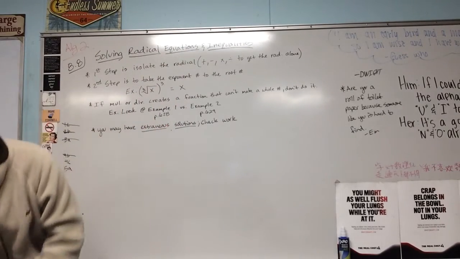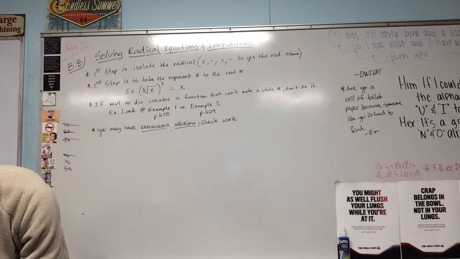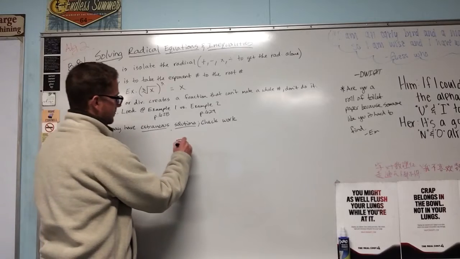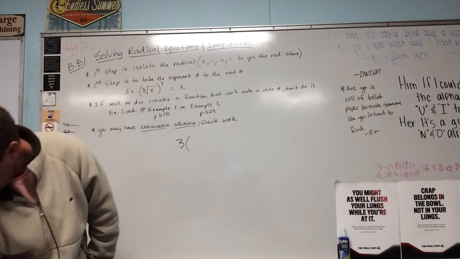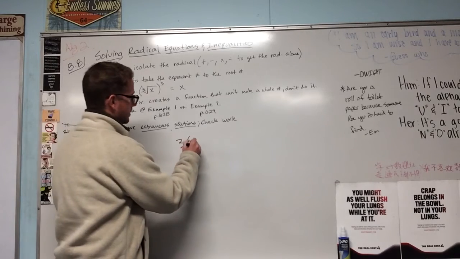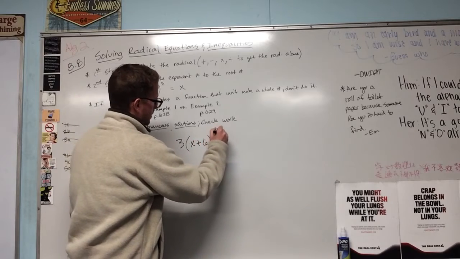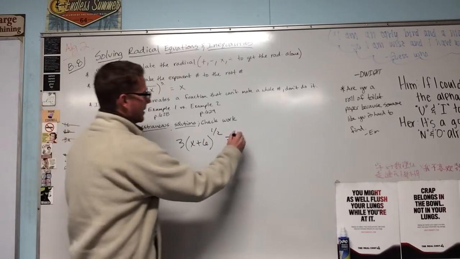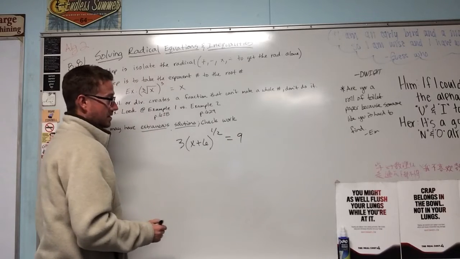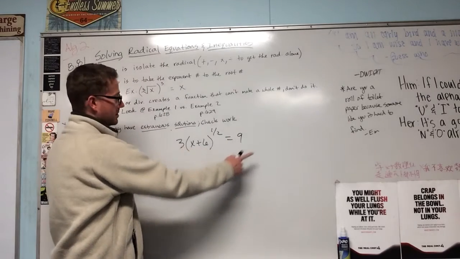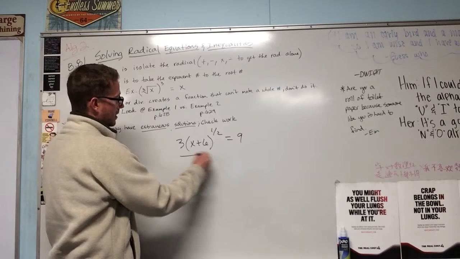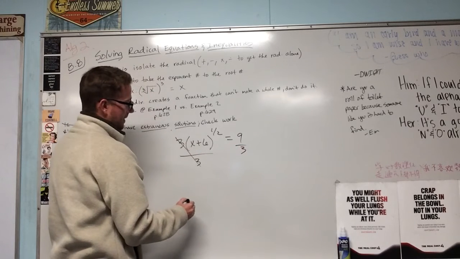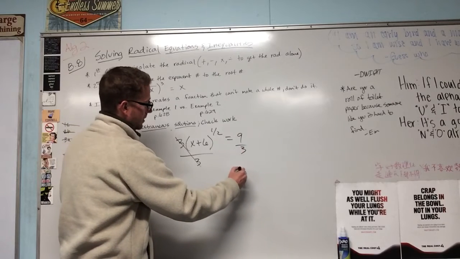All right, so we're going to take a look at 4c, last one here. You have a 3 parentheses x plus 6 to the 1/2 power, and that's going to equal 9. All right, in this case, because we have no variables on the other side, simply this guy, we're going to start by dividing both sides by 3. And then that's going to leave us with a 3 over here.